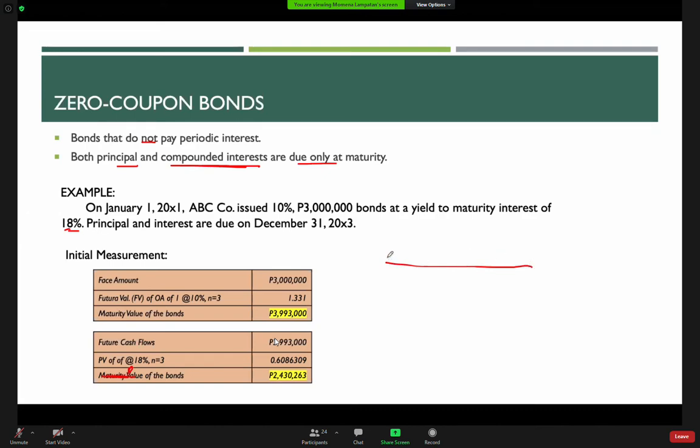So, we have 3 years. This is time 0. This is January of the first year, December of the first year, December of the second year, and then the maturity date, which is December of the third year. Okay? So, we have to identify how much is the total that we will pay here.